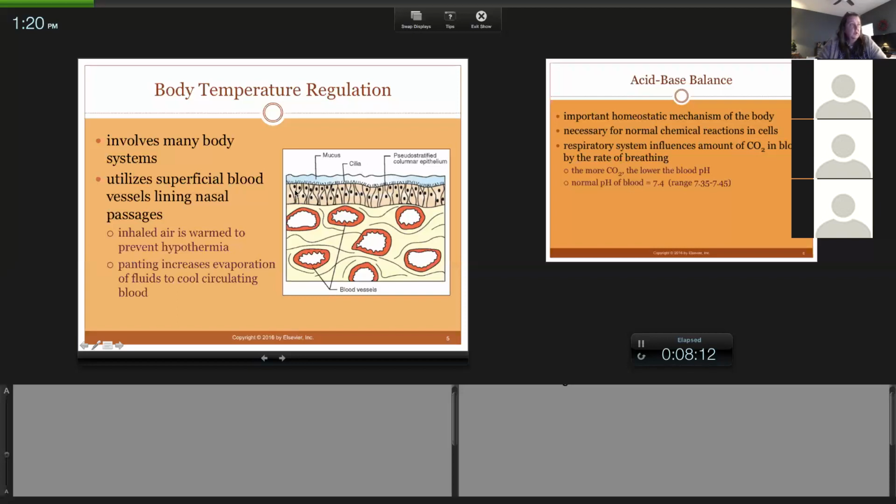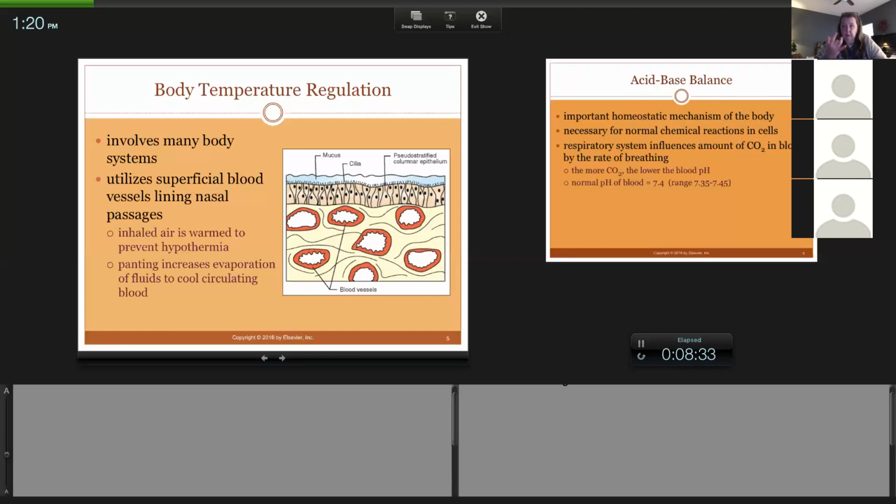Now, this is a good picture. Again, if you remember, why is the lining of the respiratory tract ciliated? Why does it produce mucus? And what is the purpose of cilia? If you remember, you've got to dig. Yes, to trap debris, exactly.